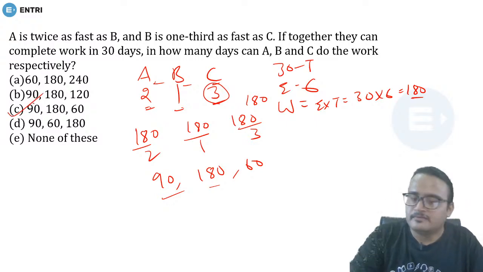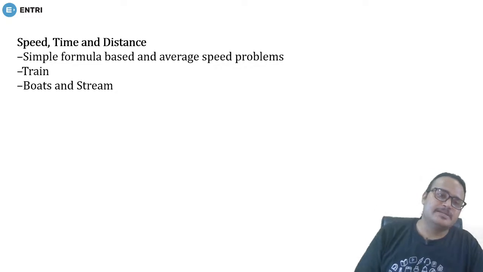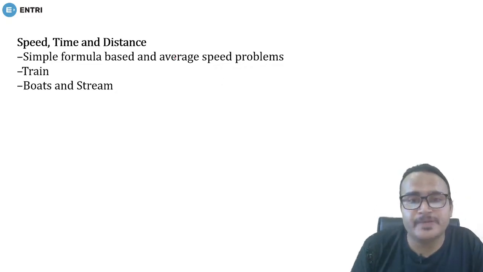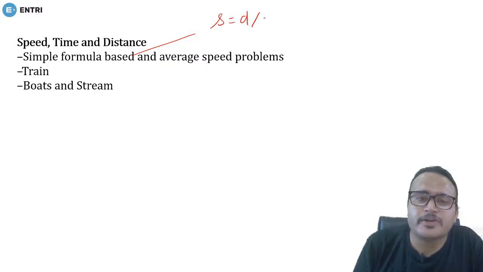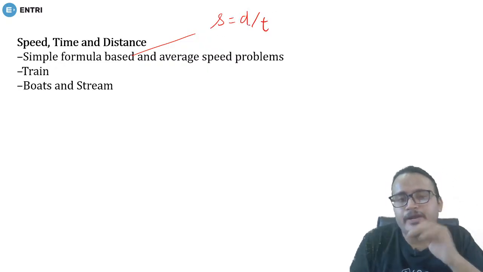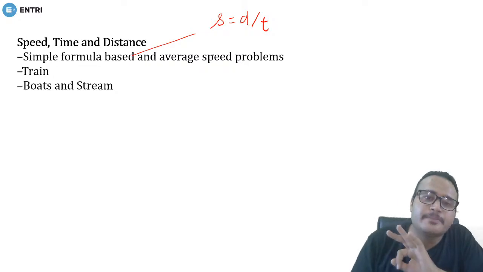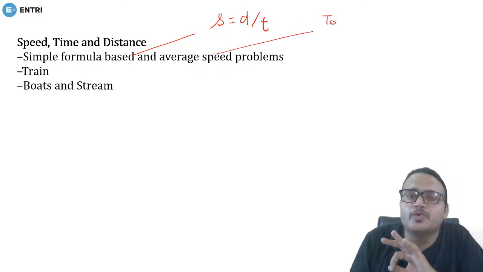Okay guys, speed, time and distance: simple formula and average speed related problems are there. Simple formula means speed equals distance upon time. Okay, this is the simple formula you have to learn. Speed equals distance upon time, and average speed is total distance upon total time.